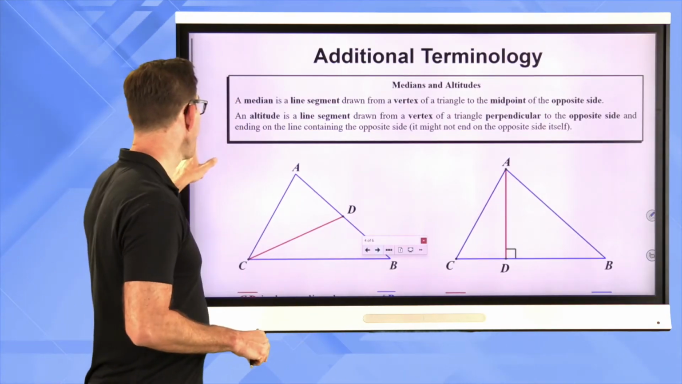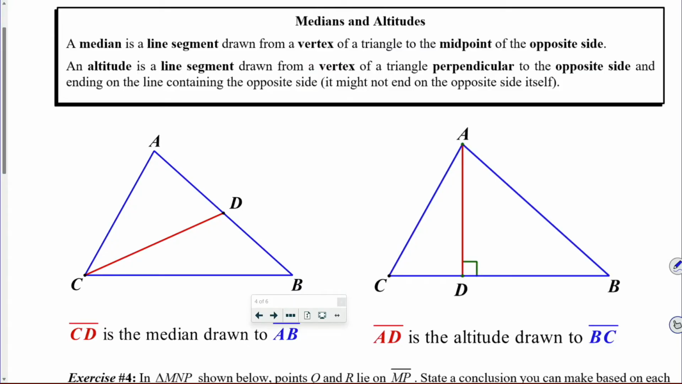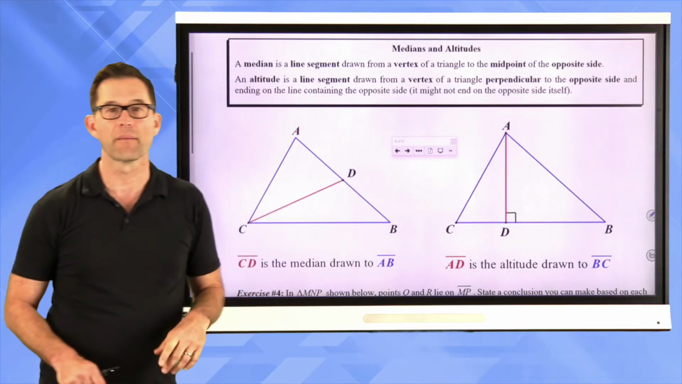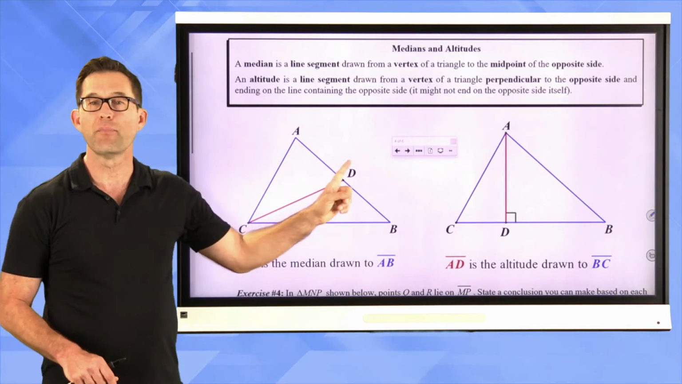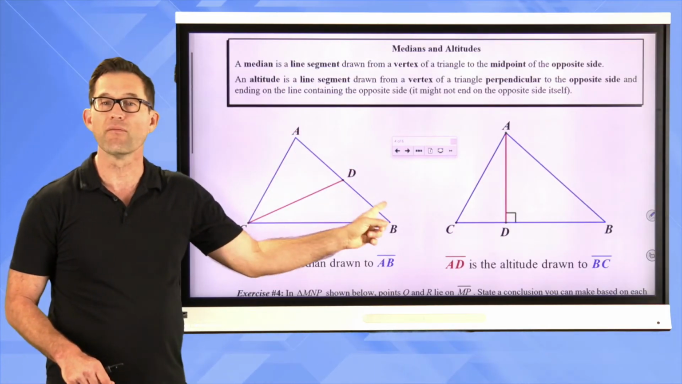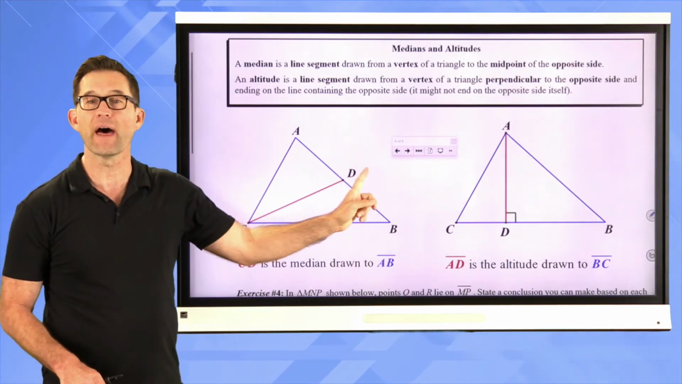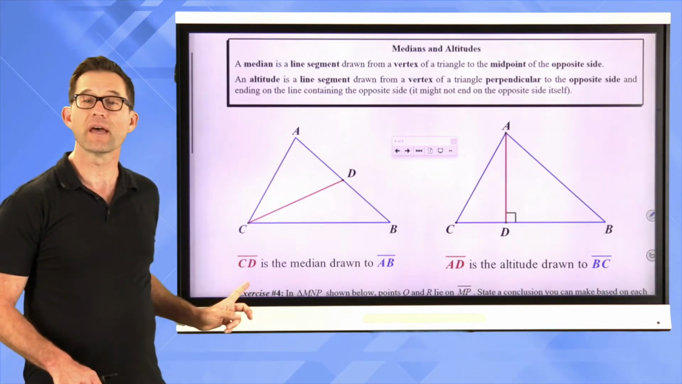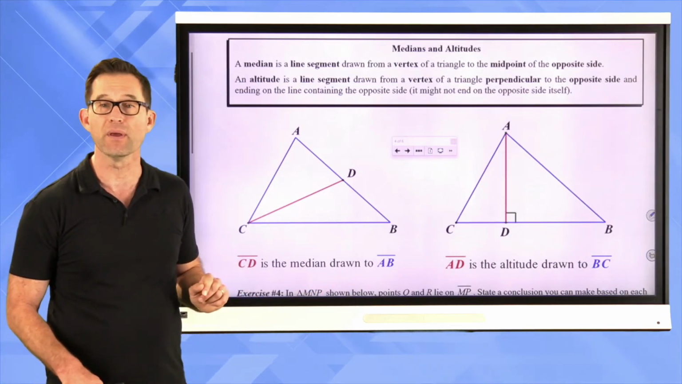So let's talk about medians and altitudes. A median is a line segment drawn from a vertex of a triangle to the midpoint of the other side. So let's take a look before we go on and talk about altitudes. In this first particular diagram, I've marked point D, which is the midpoint of line segment AB, and I've drawn a segment from C to that midpoint D. So segment CD would be the median drawn to segment AB.